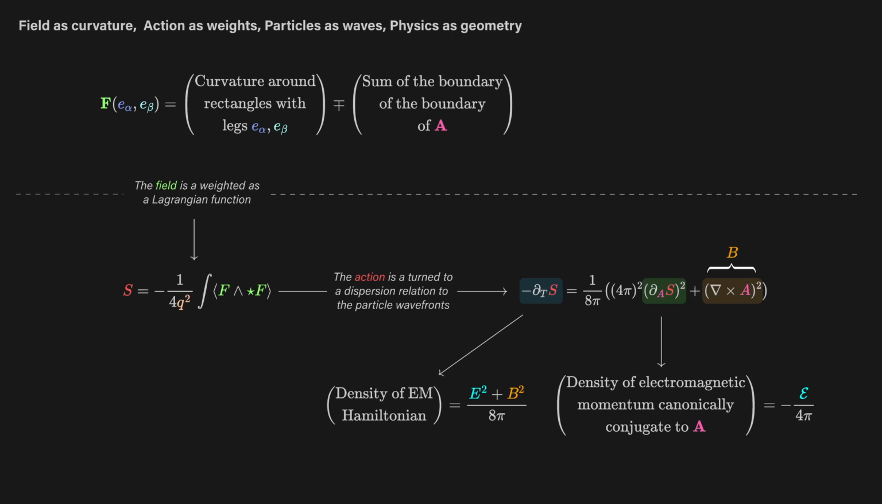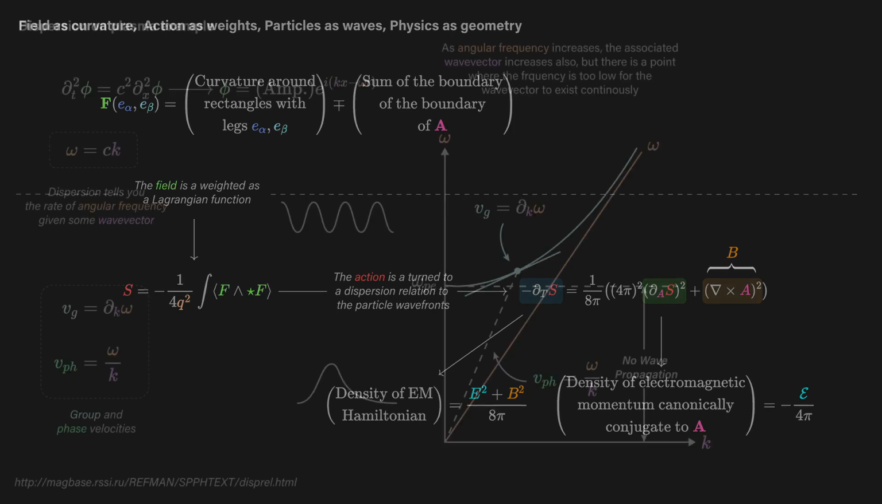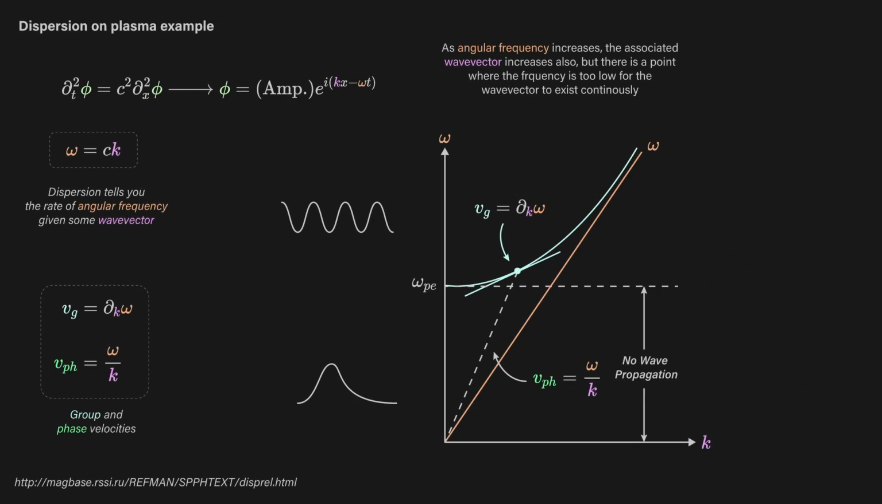Anyways, the field is then weighted as a Lagrangian function. And we can see the Q squared, the electric charge squared, over there acting as a coupling constant, right? So if there's zero charge, that really destroys the whole thing. It gives you no contribution to the action whatsoever. But if you do have charge, then you increase or decrease the integration constant. Now the action turns into a dispersion relation, right? So when you talk about wavefronts, when you talk about wave mechanics, you're talking about dispersions.